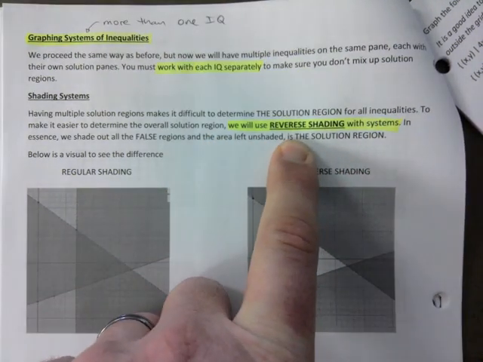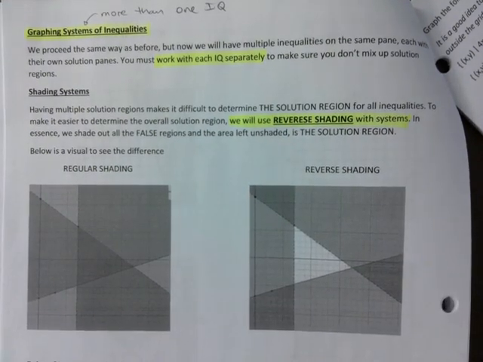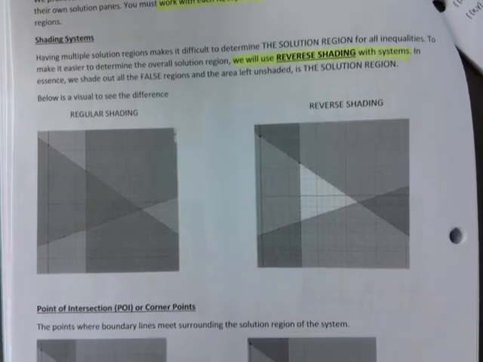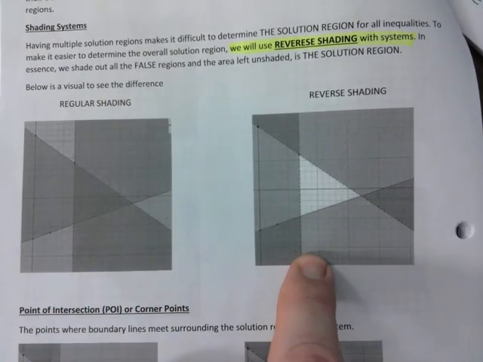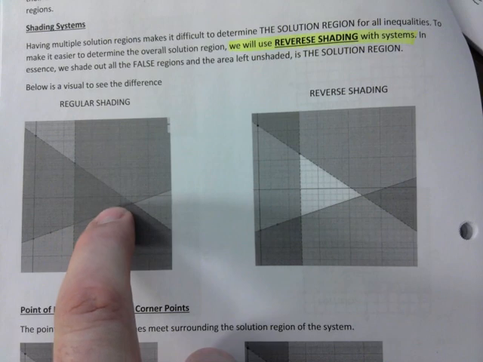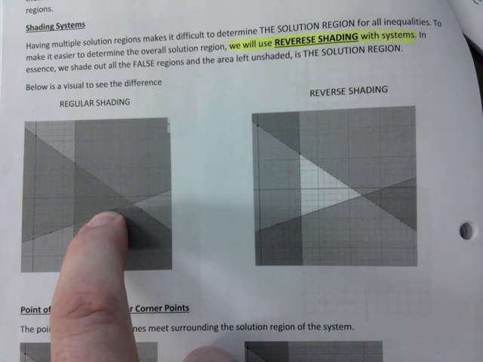I'm now switching gears and I'm going to go reverse shading with systems. And this is why. I wanted you to understand why it is that I'm doing that. So here are two systems. They're the exact same system. If you use regular shading, it's the darkest region that ends up being the solution for all inequalities present. The computer does a pretty good job at it, but us, if we just shade our way, it's going to be almost impossible to figure out which one is the darkest region. It's going to be very, very hard.